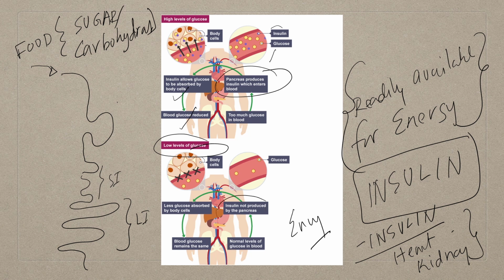Insulin will not be produced by the pancreas, less glucose is absorbed by the body cells, blood glucose remains the same, and the normal level of blood glucose remains. And there are other hormones which are involved in that process too, of the breakdown of the stored glucose molecule or stored carbohydrate molecules to release, to help in withstanding low glucose level.